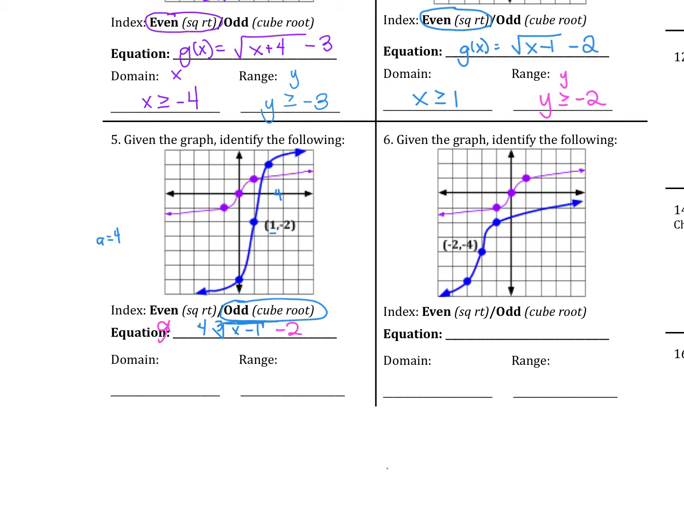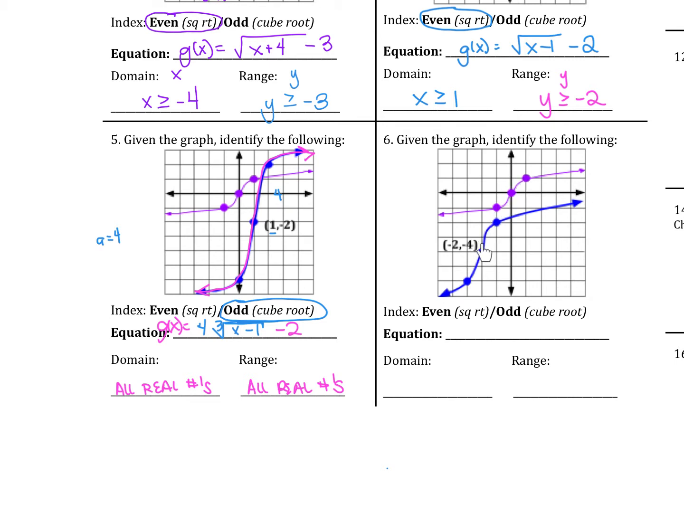And then, of course, our g of x here. Now, the domain, notice that it goes left forever and right forever, or down forever and up forever. So with these graphs, it's all real numbers. All real numbers for the domain and the range. It doesn't stop at any point. So all real numbers.